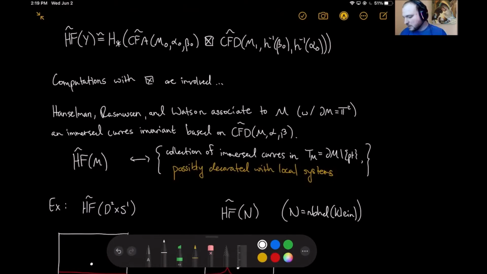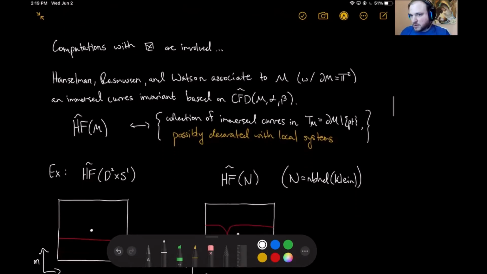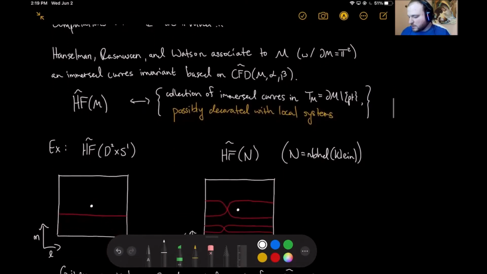So this is a collection of immersed curves in the punctured torus. So the boundary torus with a marked point removed. Also, it can possibly be decorated with local systems. This is not something that is encountered often. I won't really mention anything beyond it, but just know that there's possibly a bit more information layered onto this invariant.